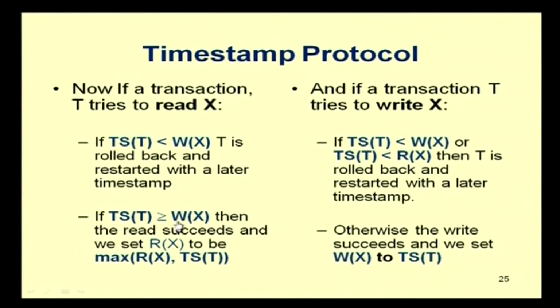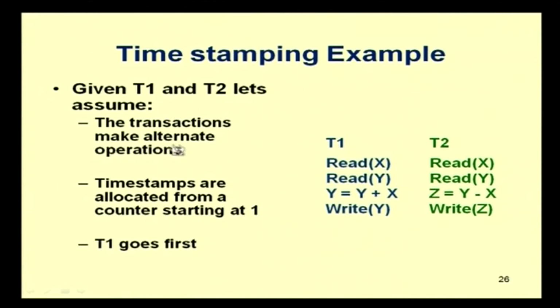Now, if it is greater, that means x has been written only before this transaction started. Then the read succeeds, and we set R of x to be the maximum of R of x and the timestamp of T. This is if it is reading. If it is writing, and the timestamp of T is less than W of x, with the same explanation as before, or less than R of x, then T is rolled back and restarted later; otherwise the write succeeds, and we set W of x to say that this is the transaction that wrote x latest.